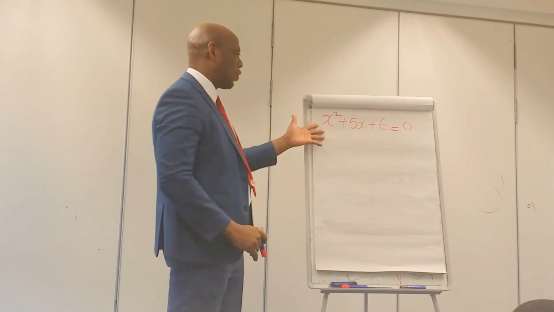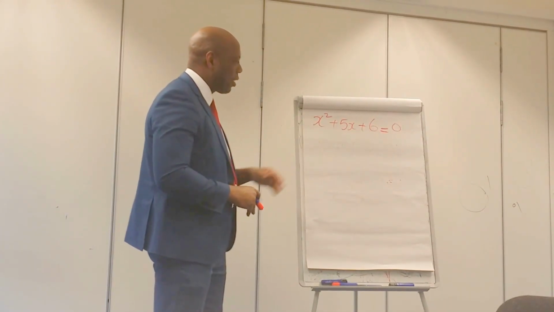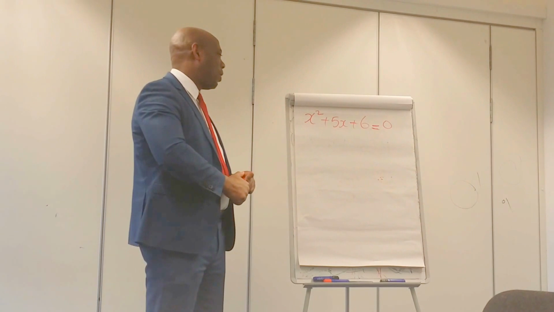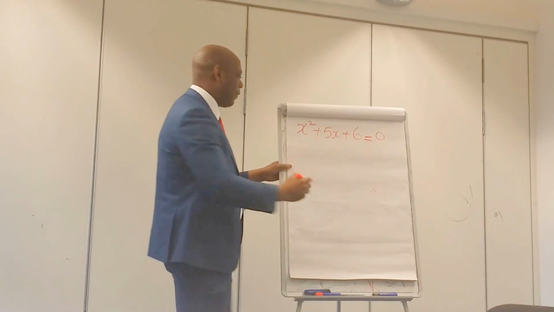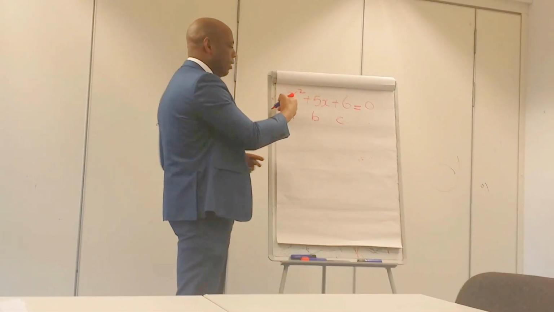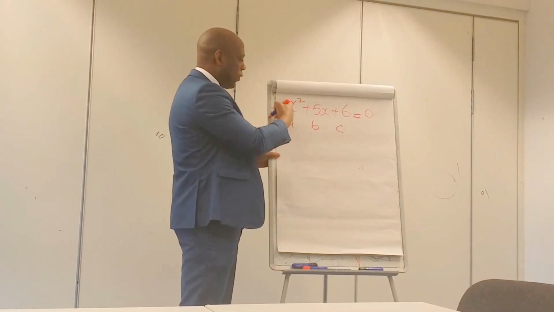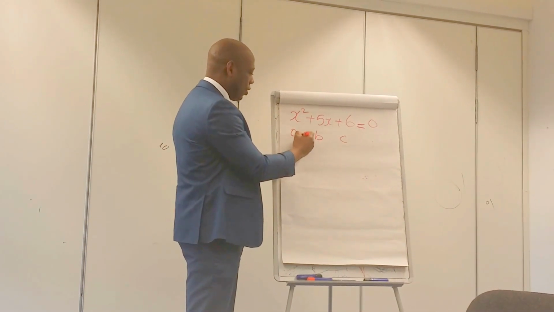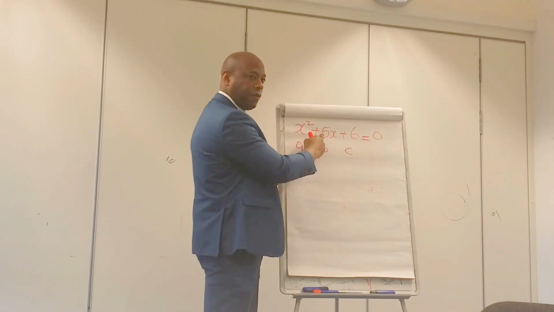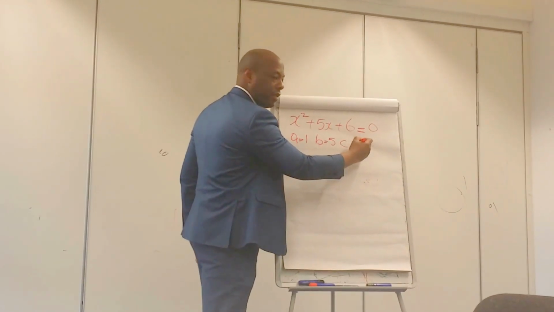Okay, so today we are going to solve a quadratic equation, but this time we are going to use the quadratic formula. Before we write the quadratic formula, the first thing we want to do is identify A, B, and C. The coefficient of x squared is 1, so A is equal to 1. The coefficient of x is 5, so B is equal to 5, and C is equal to 6.